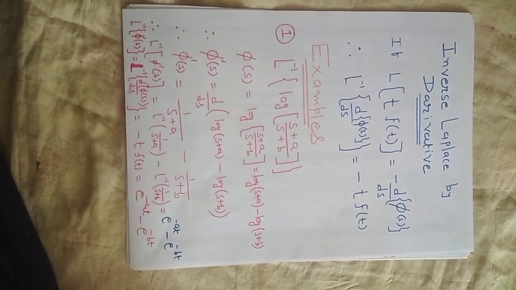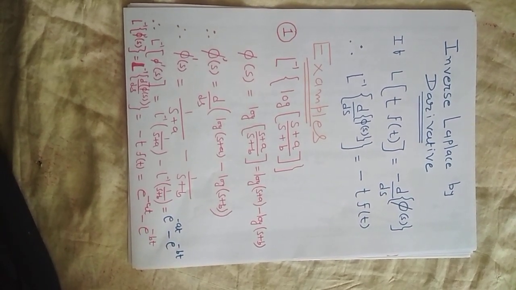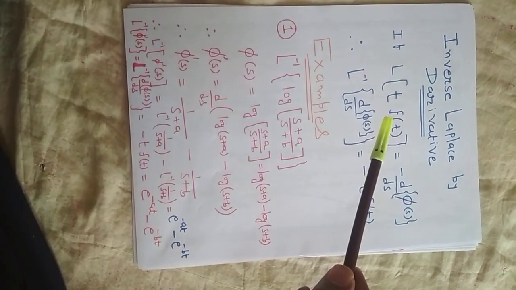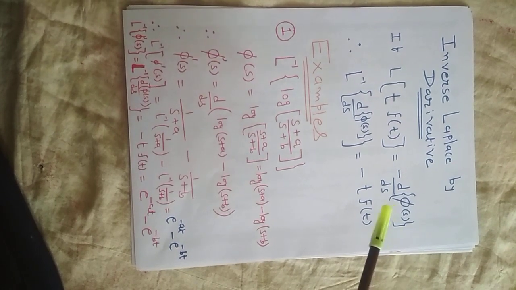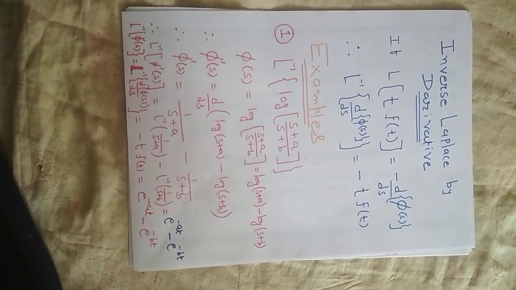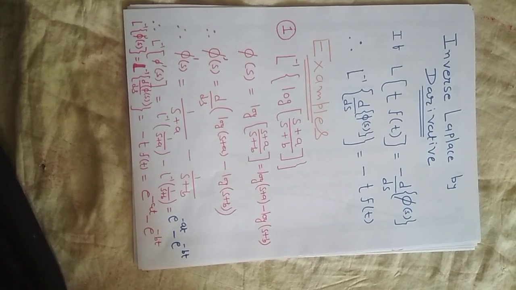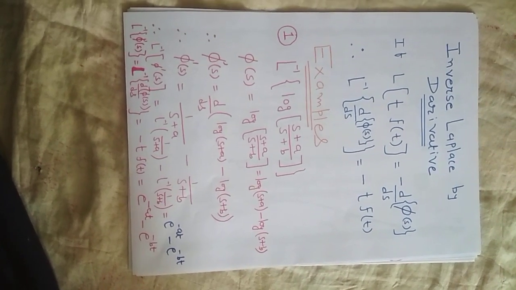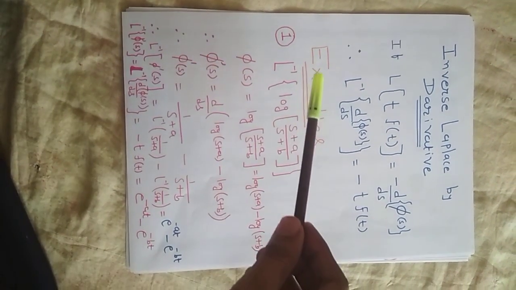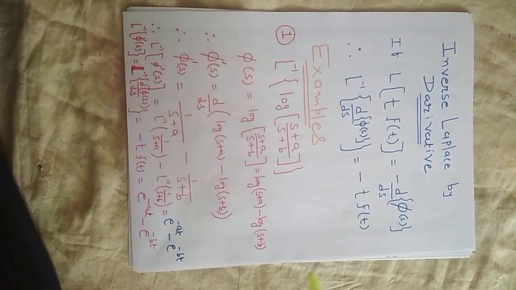As we know, if Laplace of t f(t), then on the right side we differentiate Laplace of f(t), that is phi of s, one time with respect to s. So Laplace of t f(t) equals minus derivative of phi of s. Therefore, we can say that inverse Laplace of derivative of phi of s is equal to minus t f(t). We will use this concept in this type of examples.